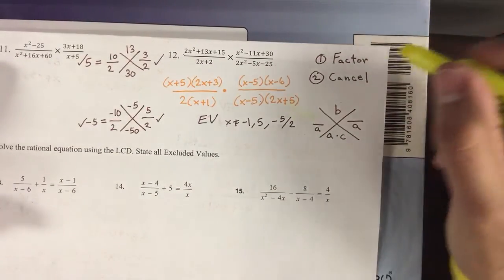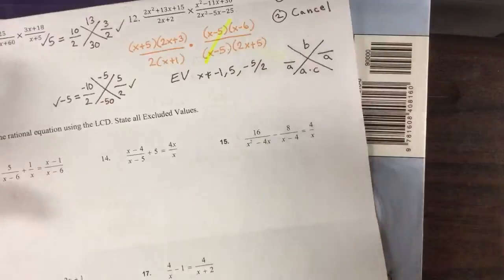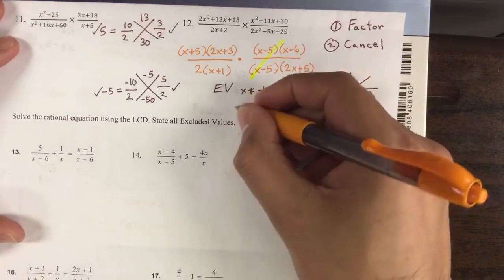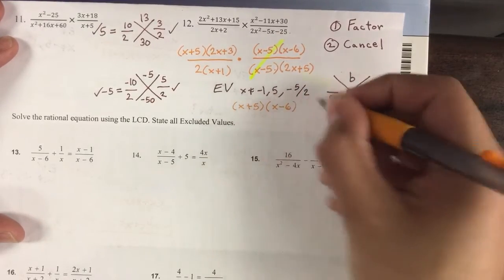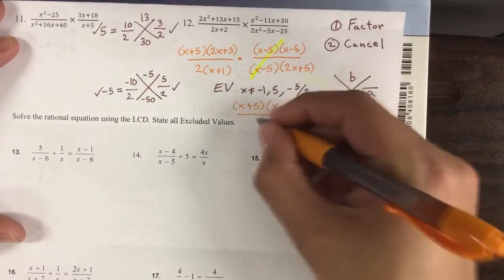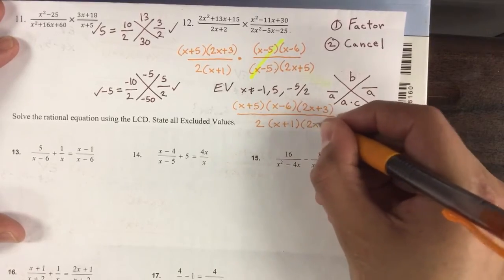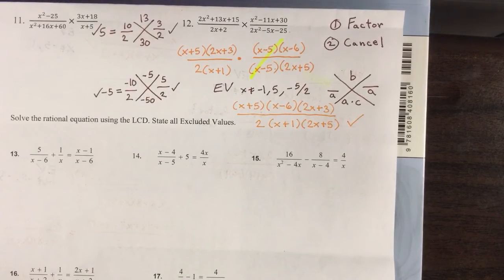What cancels? Let's see. Only that cancels. Alright? So everything else you write what you have left. I did it in a different order. It doesn't matter what order you do it in because multiplication is commutative. You could do it in any order. Alright, so that is the last problem for multiplication and division.